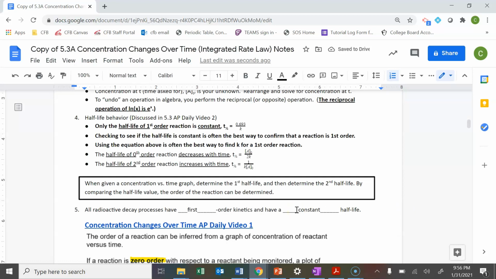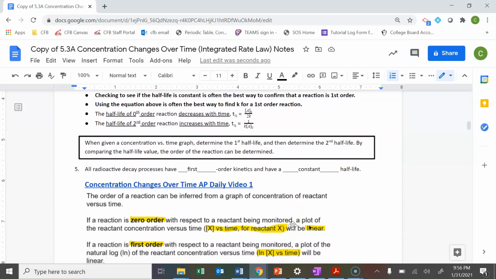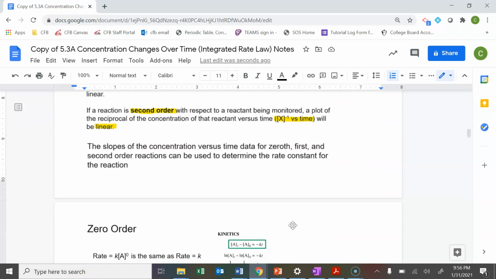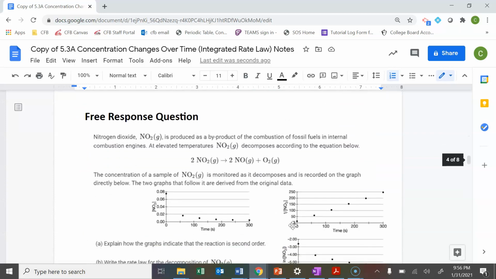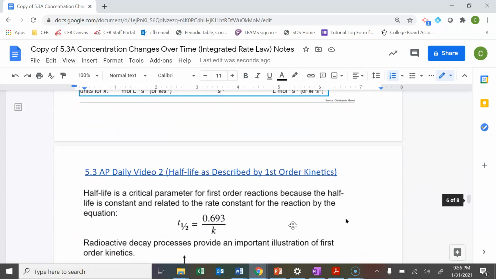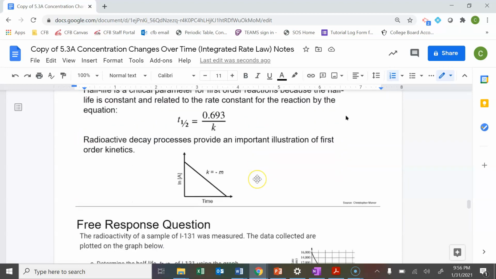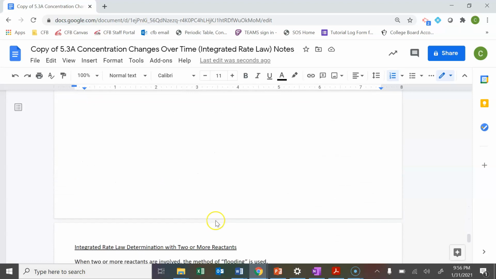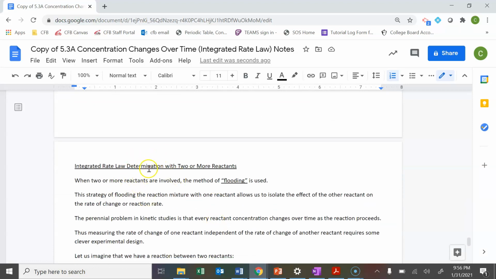That's really all of the preview, the notes that I wanted to go over with you guys. Now watch the AP Daily video 1. It gives you some good information and practice problems to work through. You've got one that talks about half-life when you get down here to the second AP Daily video. Those are both pretty short. Answer the questions, and then I'll insert another video right at the end to talk about integrated rate law determination when you've got more than one reactant.